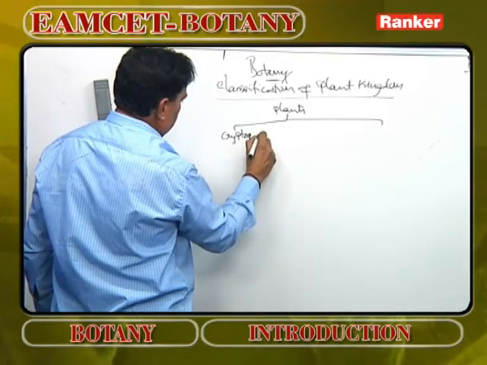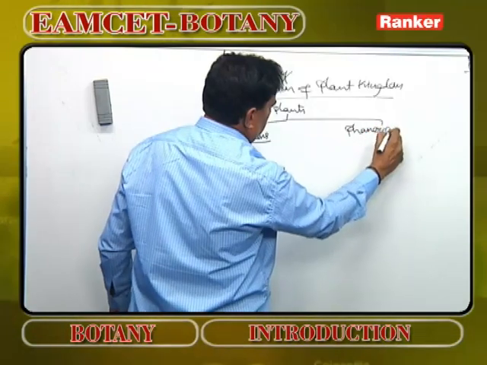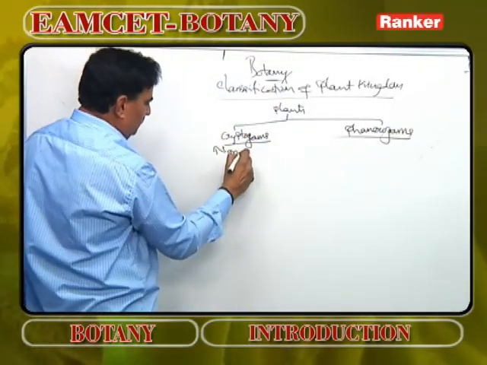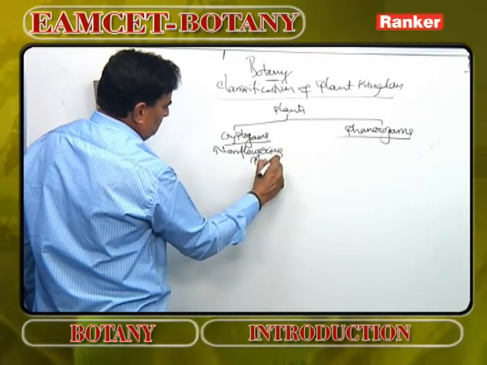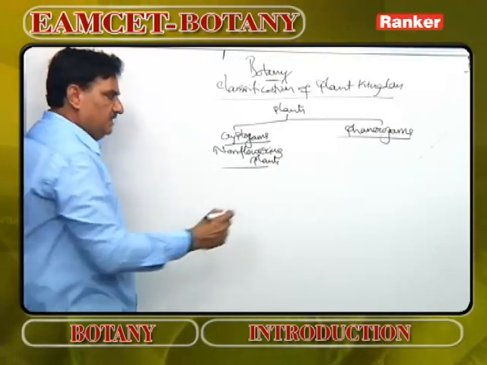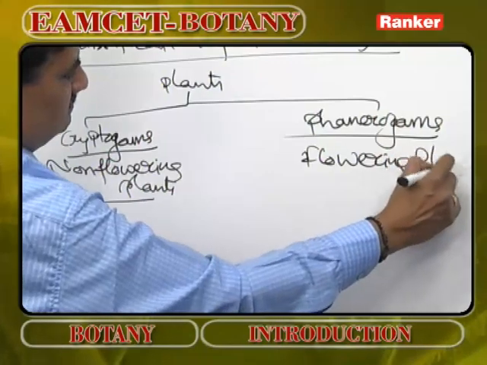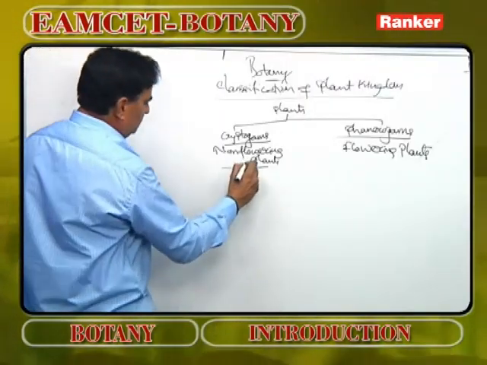cryptogams, the other is phanerogams. Cryptogams means non-flowering plants. Here flower formation is completely absent. Phanerogams means flowering plants. Definitely flower, fruit and seed. Fruit may not form, but seeds are definitely formed.